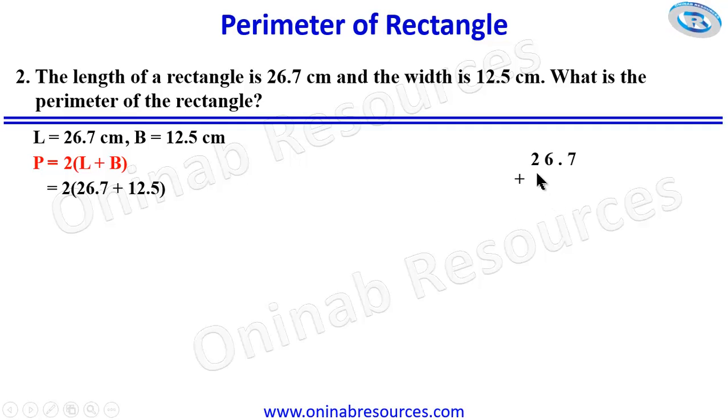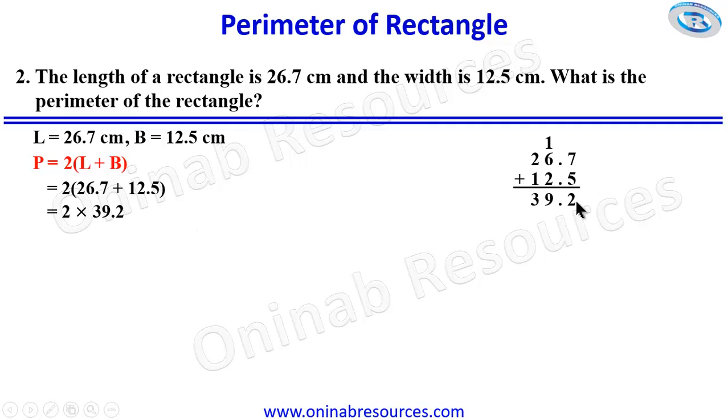26.7 plus 12.5. You see the arrangement? They must be arranged in such a way that the decimal points are in the same line and the various place values are placed under each other. Starting from the right, we have 7 plus 5 is 12. So we write 2 and carry 1. We place our point. 1 plus 6 gives 7. 7 plus 2 gives 9. And 2 plus 1 gives 3. So we now have it as 2 times 39.2.